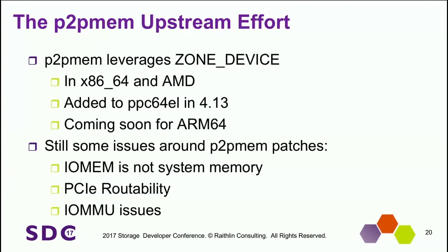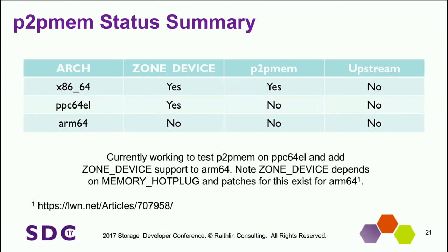So where are we in terms of upstream? The reality is that we're getting there. I think this slide is interesting. Basically, there's three steps. You need zone device. We didn't do zone device. You need p2pmem for the specific architecture. This is not architecture agnostic. And then upstream. So basically where we are is for x86, we have this, but it's not upstream.